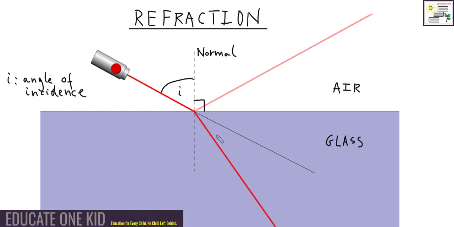The angle that the ray makes as it bends in the glass with the normal is given the letter R. And R stands for the angle of refraction.